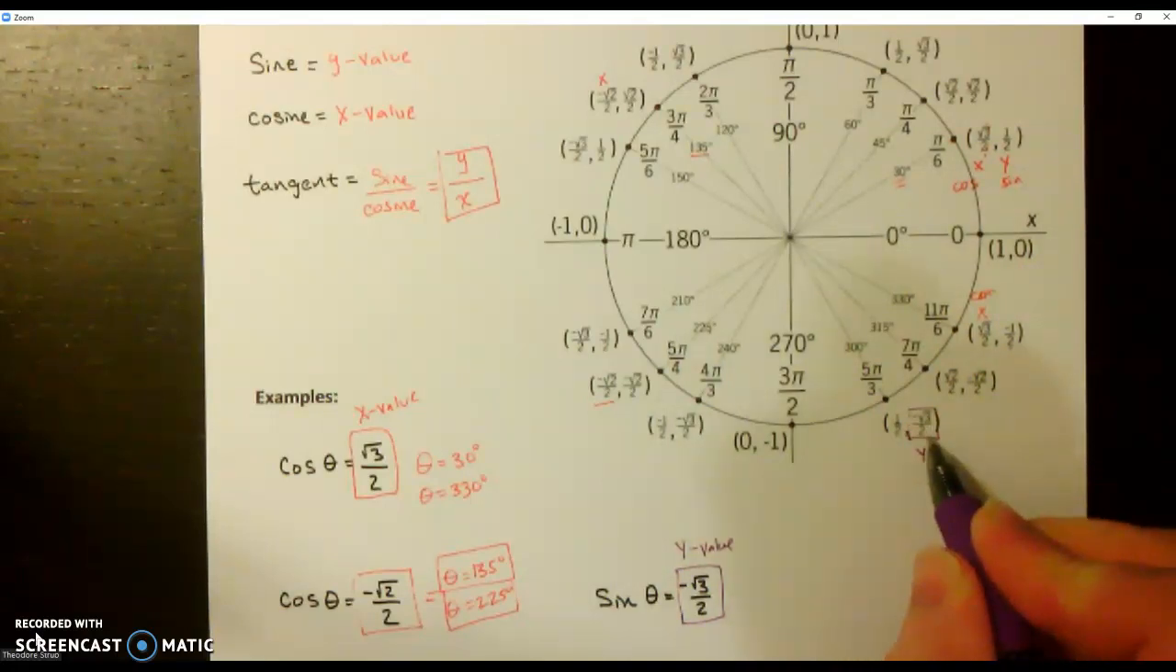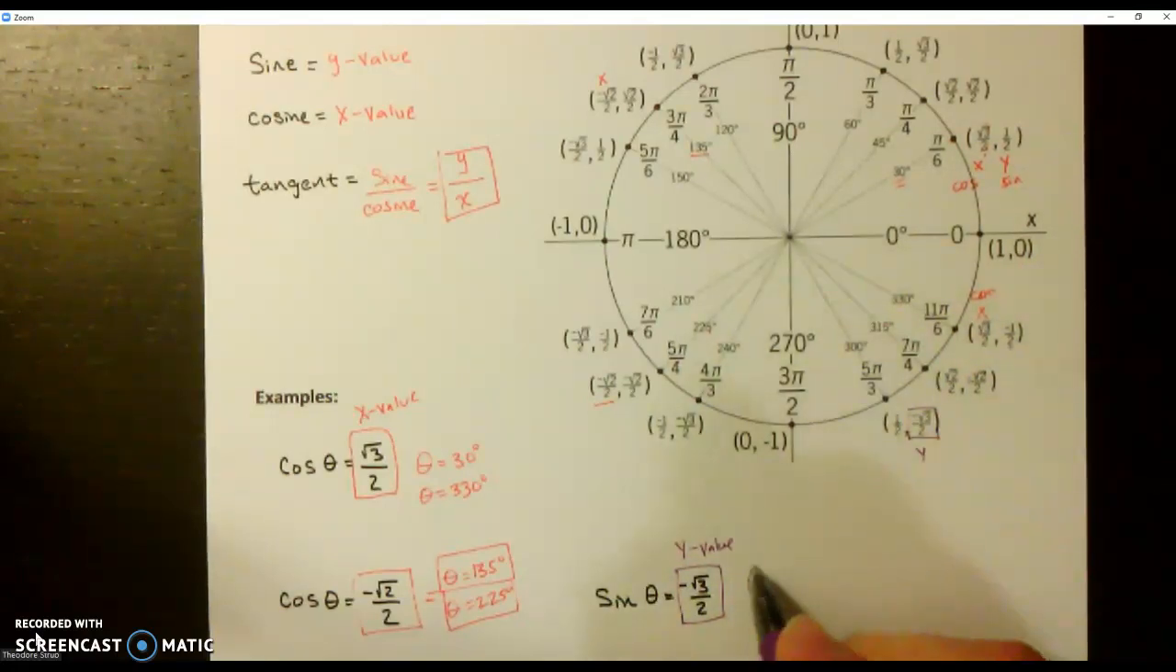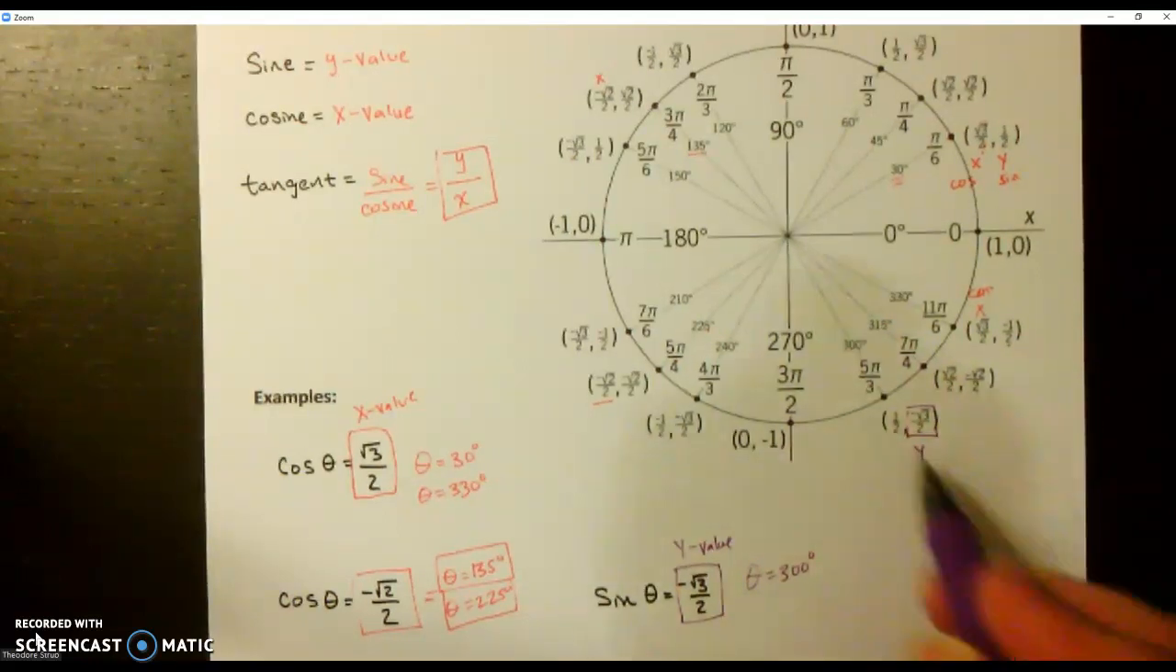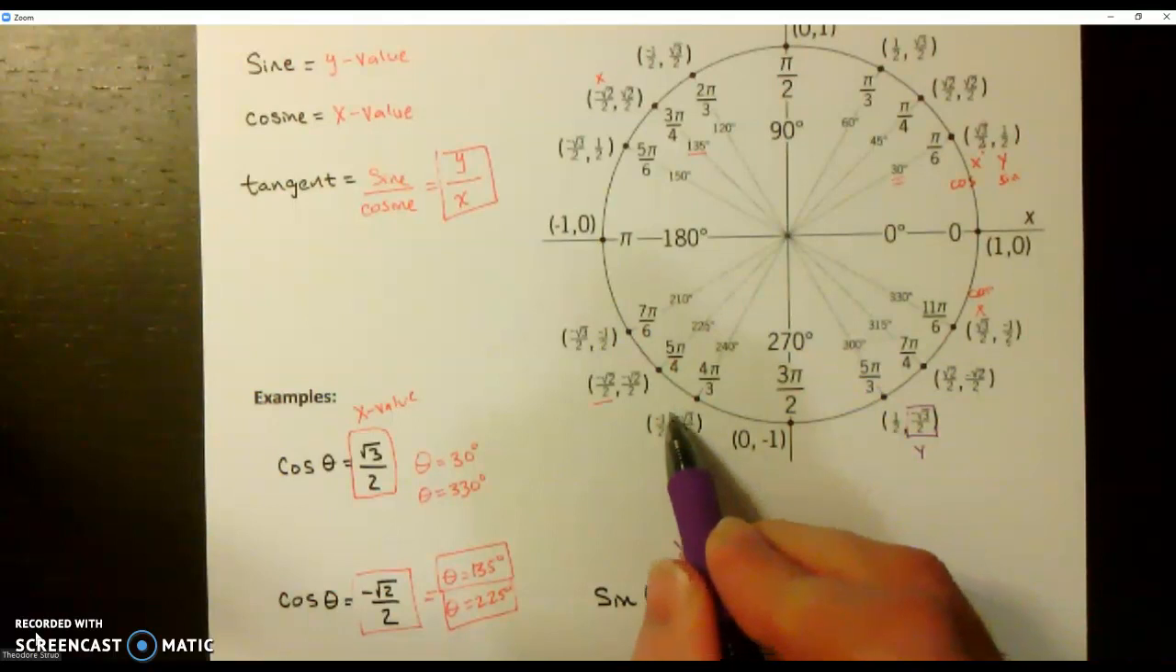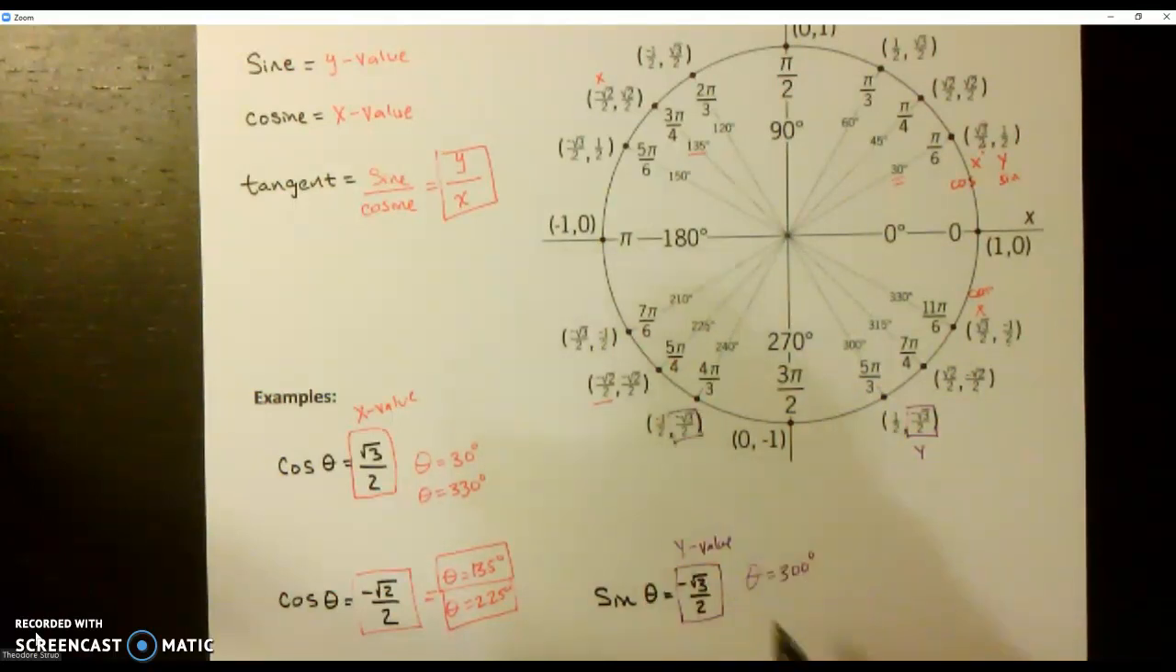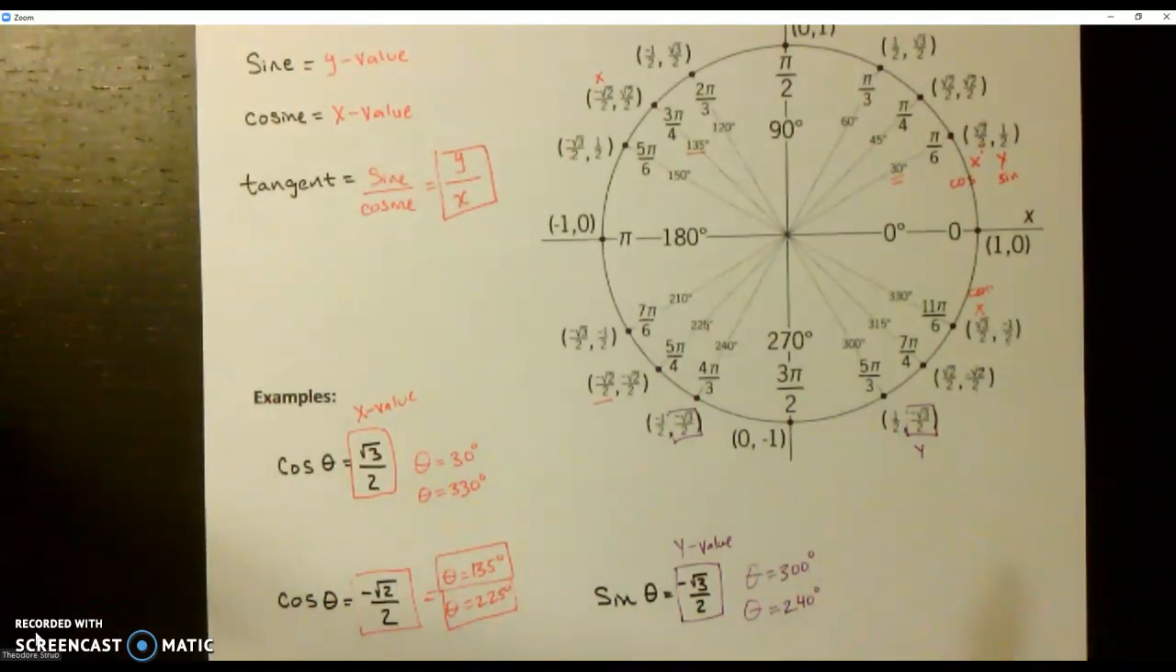Here's one right here at 300 degrees, so theta would be 300 degrees or 5 pi over 3. The next one, the y value is negative square root 3 over 2, which is 240 degrees or 4 pi over 3. So what about tangent?